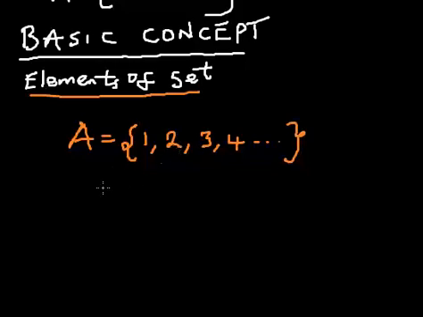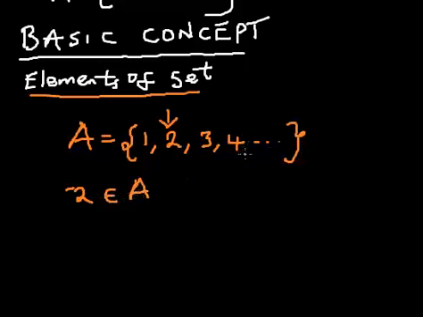Now, if I want to say that 2 is an element of A, this is how I'll write it. This tutorial will help you know how to write symbols that illustrate a set. So if I want to say 2 is an element of A, I will go like this: 2 is an element of A.